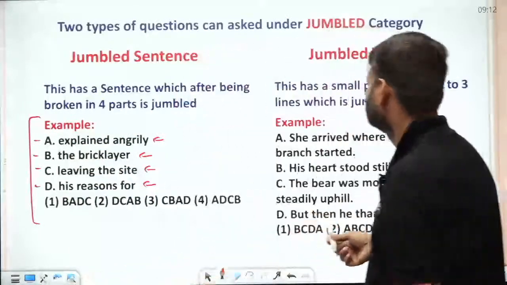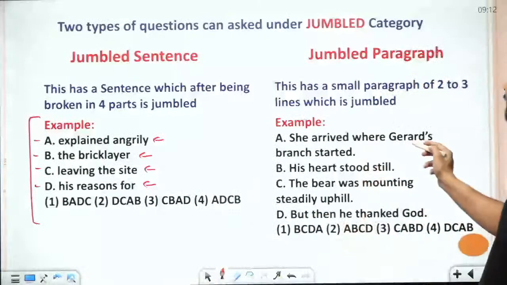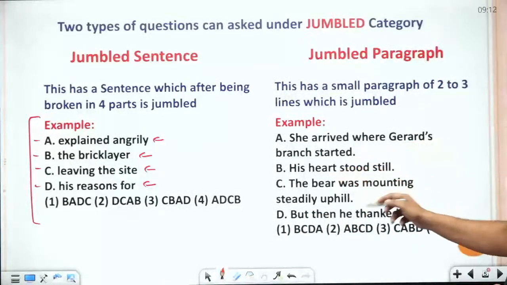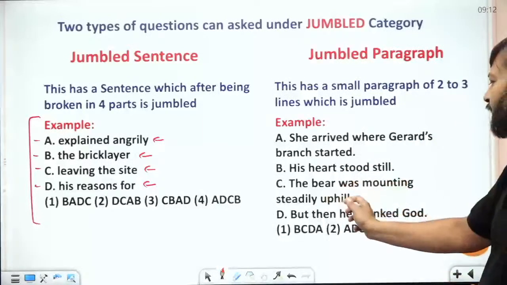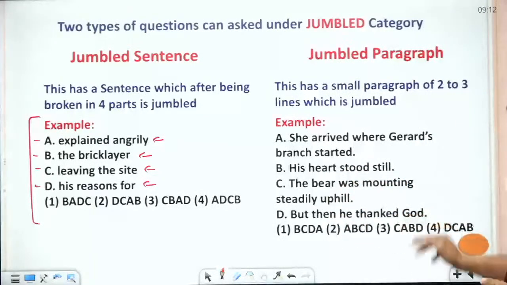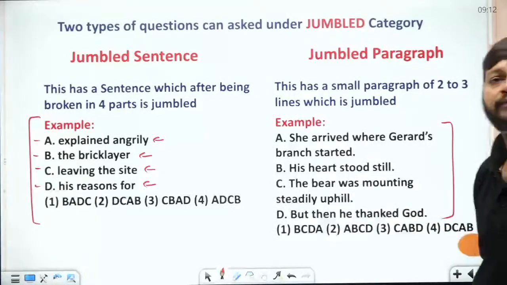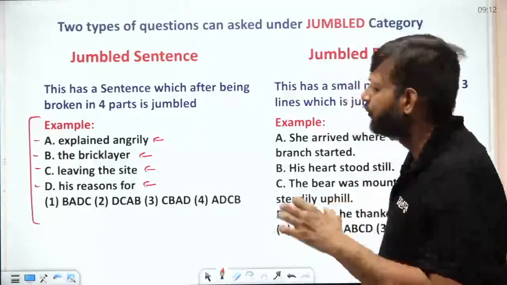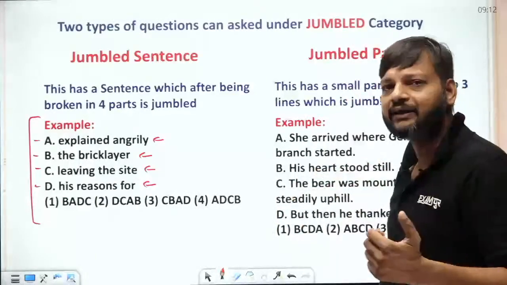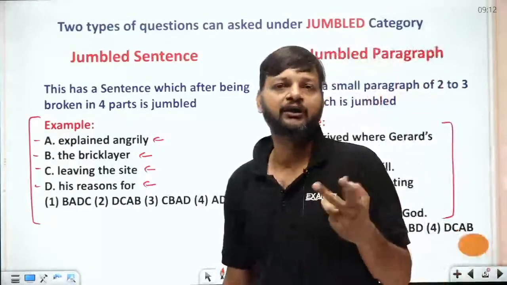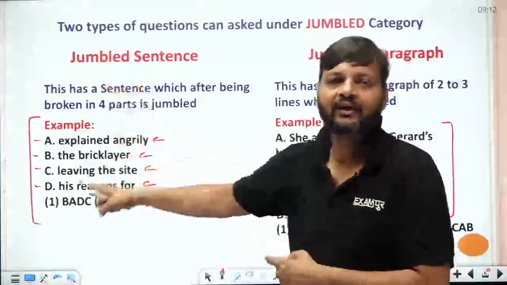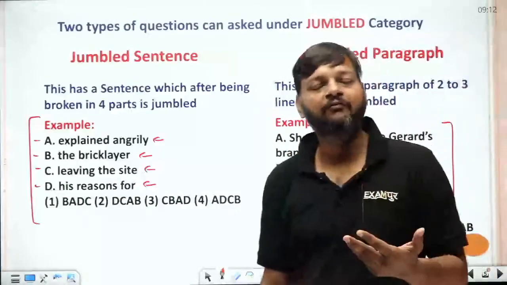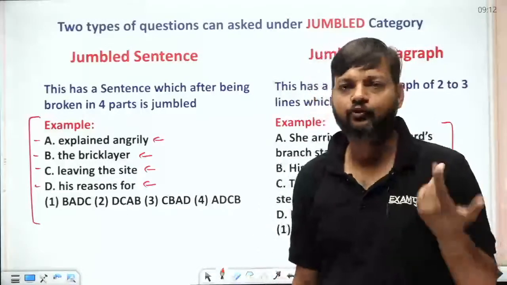And if you see here, "she arrived where Gerard's branch started, his heart stood still, the bear was mounting steadily uphill, but then he thanked God." So this is a paragraph. Though a small one, it is a paragraph. So the jumbled section can have 2 types of question: one is jumbled sentence and the second one is jumbled paragraph. Both have different tricks to solve.